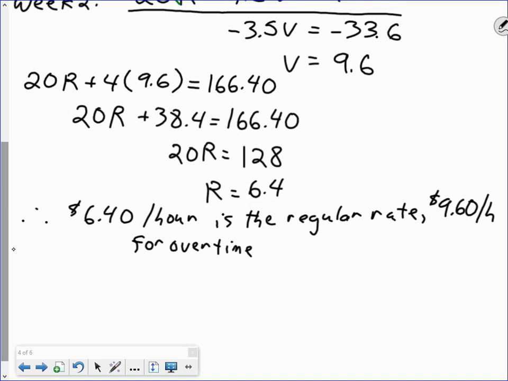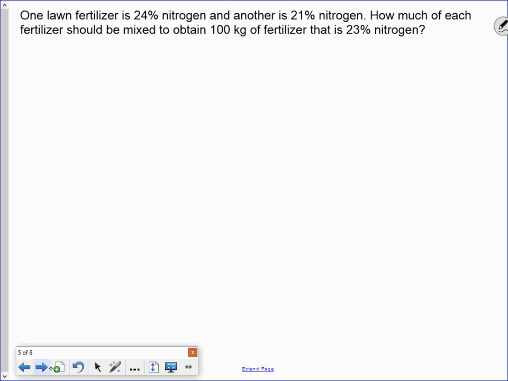All right, our last question here is a little bit tricky. Let's take a look at it. One lawn fertilizer is 24% nitrogen and another is 21% nitrogen. How much of each fertilizer should be mixed to obtain 100 kilograms of fertilizer that is 23% nitrogen? Okay, so what are the things that are being mixed here? Well, first of all, what are they asking us? How much of each fertilizer?